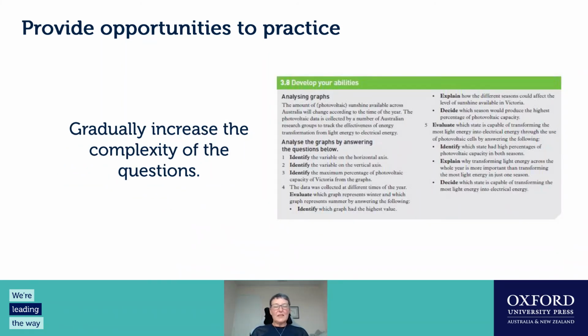So gradually increasing the complexity, and this again was just an example I was thinking of how to have it. You can see that I've got a couple of identify questions in there, and then I've got an evaluate question. With the evaluate question, I've said "by answering the following." So evaluate questions, you need to have an identify, an explain, and a decide in there. And you'll notice that with the next evaluate question, there's the identify, there's the explain, there's the decide in there.